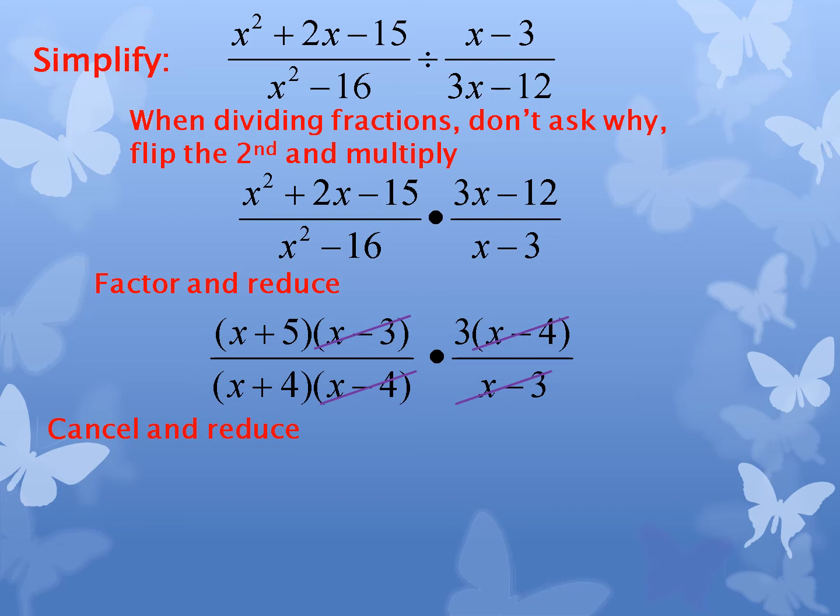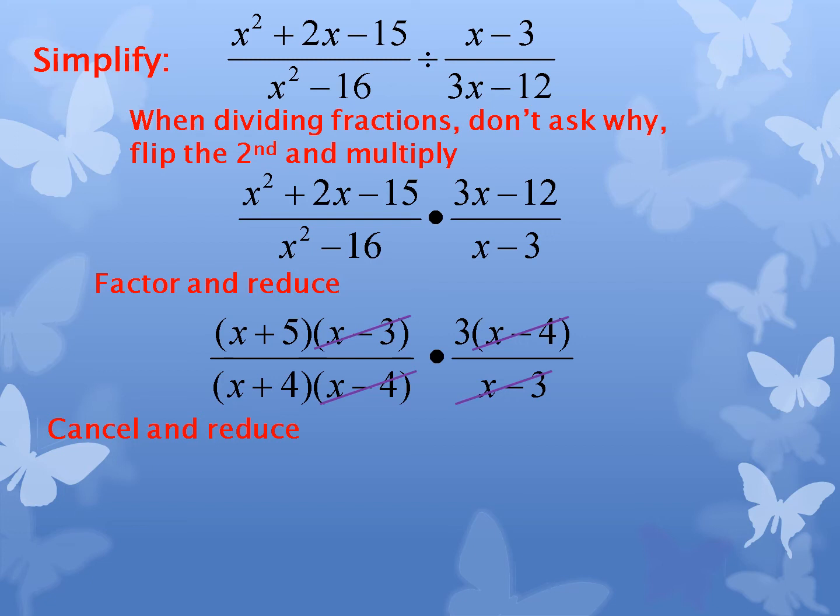Now remember, when you're canceling, as long as one's on top and one's on bottom, it doesn't matter that this one's on the left side of the multiplication and the other one's on the right side. As long as you have one on top, one on bottom, they're safe to cancel out. So again, looking at my factors, I don't see anything else that will cancel out.